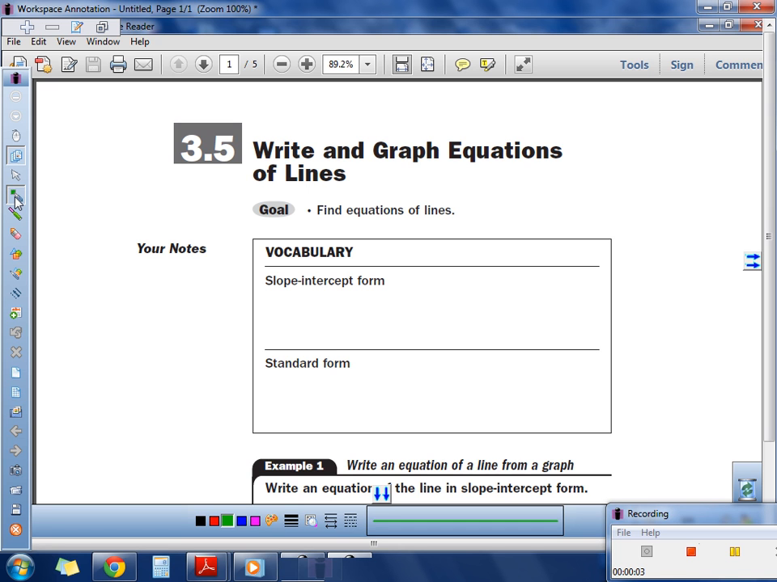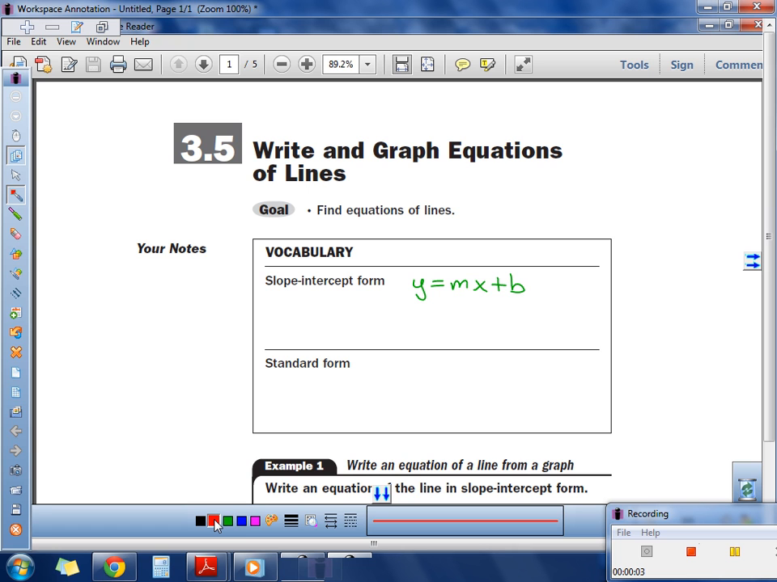First thing you need to know is slope-intercept form. It's the equation that most people can graph pretty easily. What does that equation look like? Yes, y equals mx plus b. Basic little formula from Algebra 1.